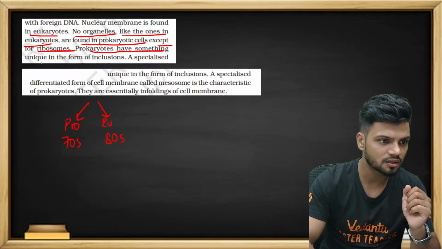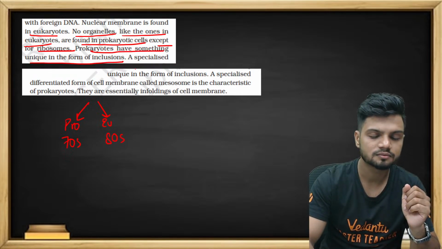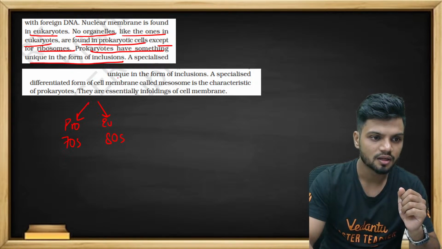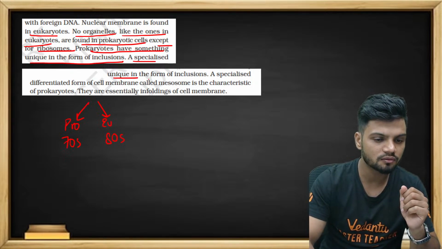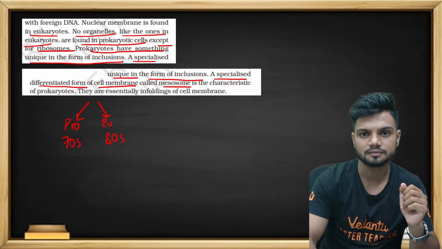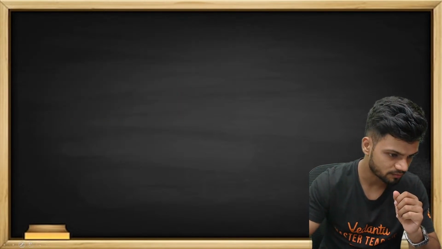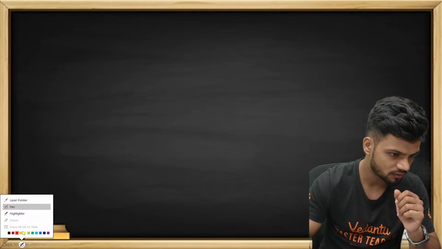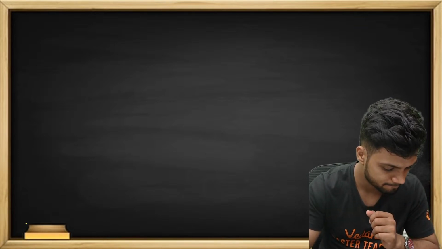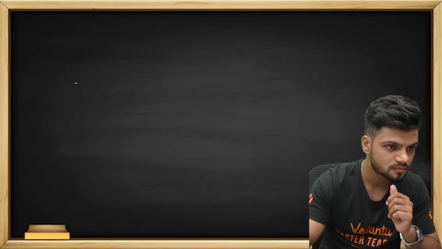Prokaryotes have something unique in the form of inclusions. There are inclusion bodies. A specialized, differentiated form of cell membrane called mesosome is present here. For example, students, I'll teach you something very special now. Just draw with me. All of you draw. Time to draw.